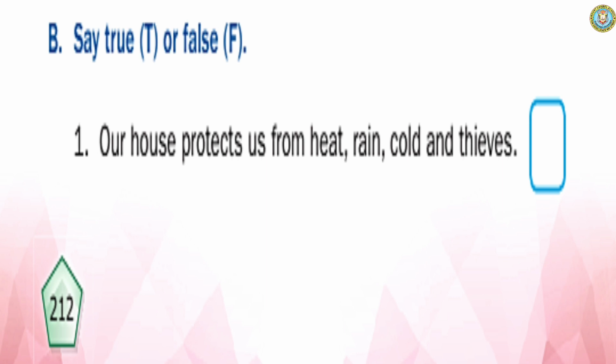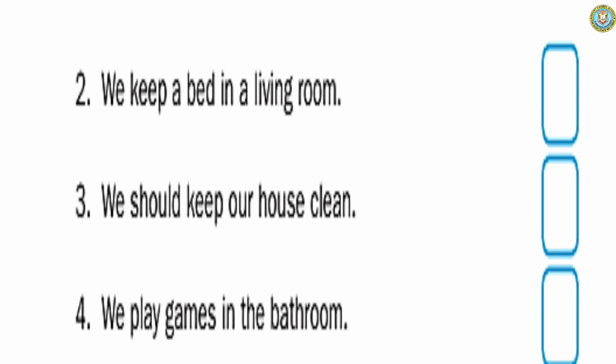Okay children? Yes, look at the first one. Our house protects us from heat, rain, cold and thieves. The first sentence is our house protects us from heat, rain, cold and thieves. Is it correct statement, children? Yes, it is correct. So what you have to write there? True, T. In the box you write there T. Okay. Look at second one.